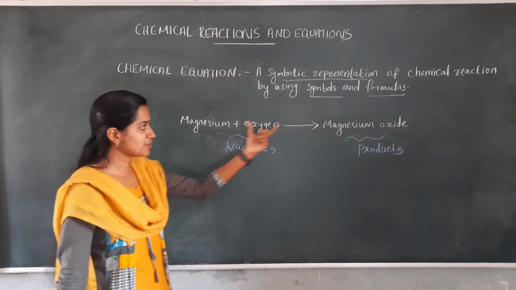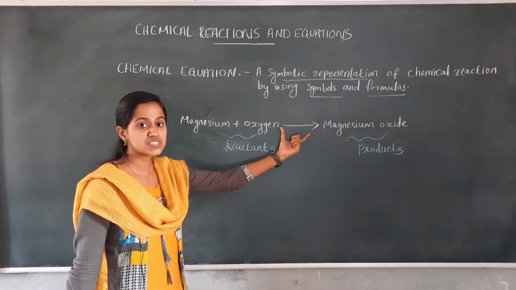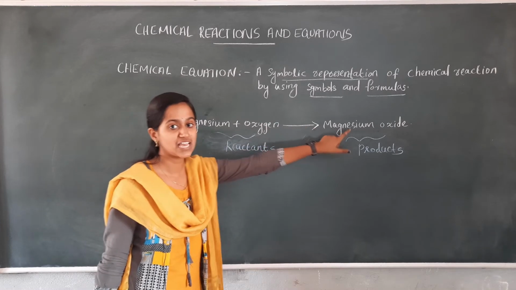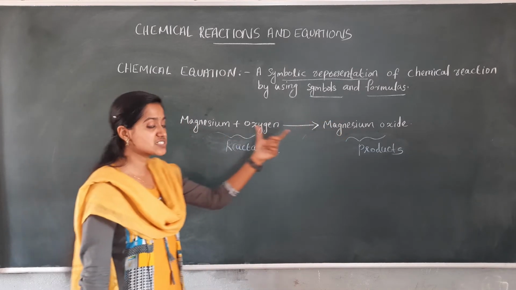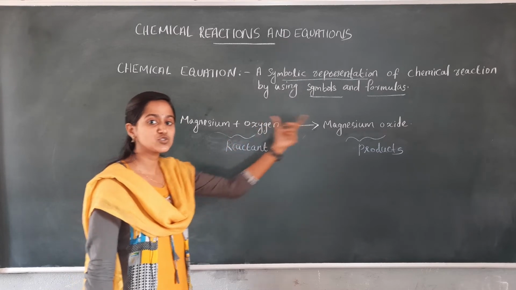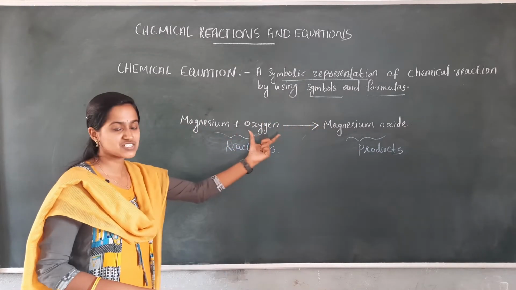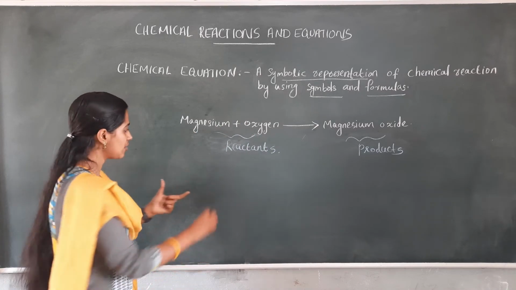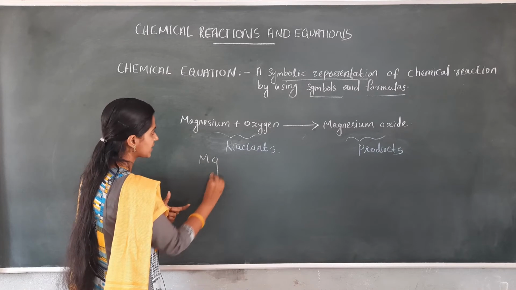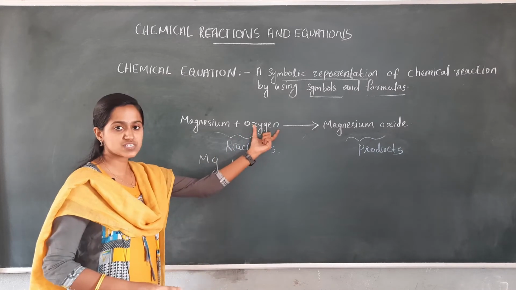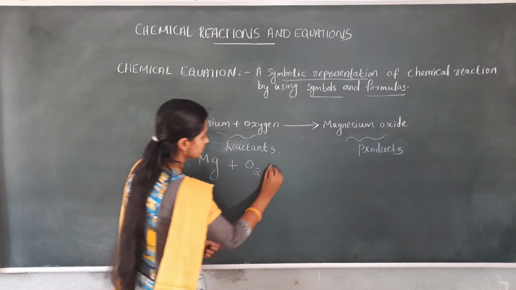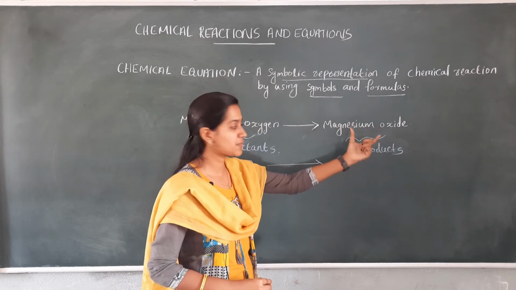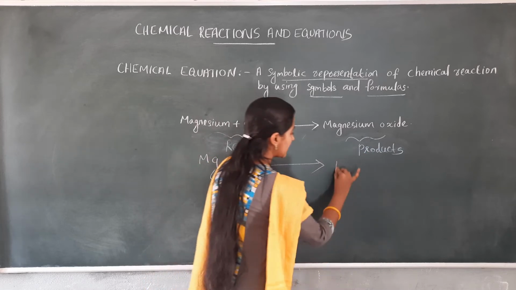The reactants can be separated from the product by using an arrow mark. This arrow always points towards the product side, which indicates that the reaction is always carried out from reactant to product direction. The same equation can be represented using symbols. Magnesium can be represented by the symbol Mg and it reacts with oxygen. Oxygen is represented by O2. This gives magnesium oxide, formed as a product. This magnesium oxide is represented by MgO.